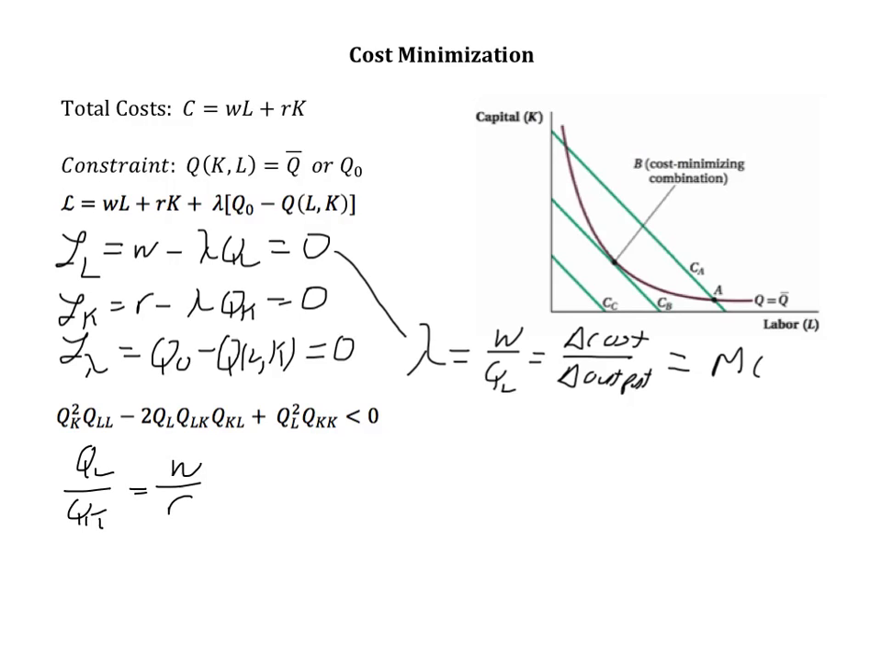And if we substitute this, solve for, say, K as a function of L, and substitute this back into the production function to solve for L, we get L and K as functions of input prices and the desired level of output.